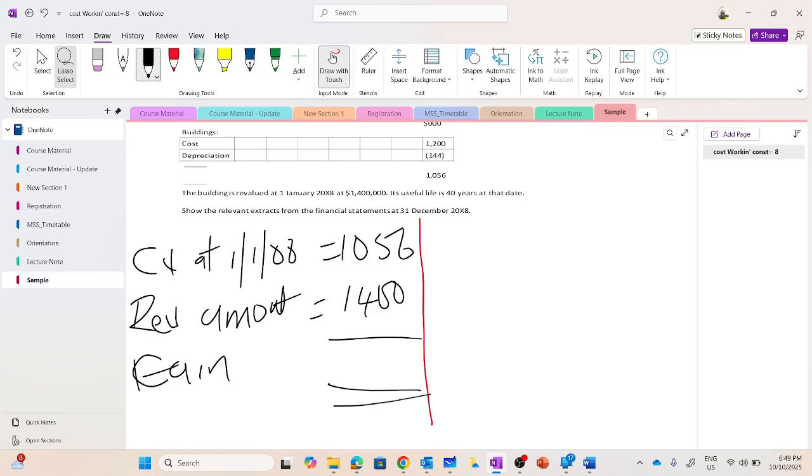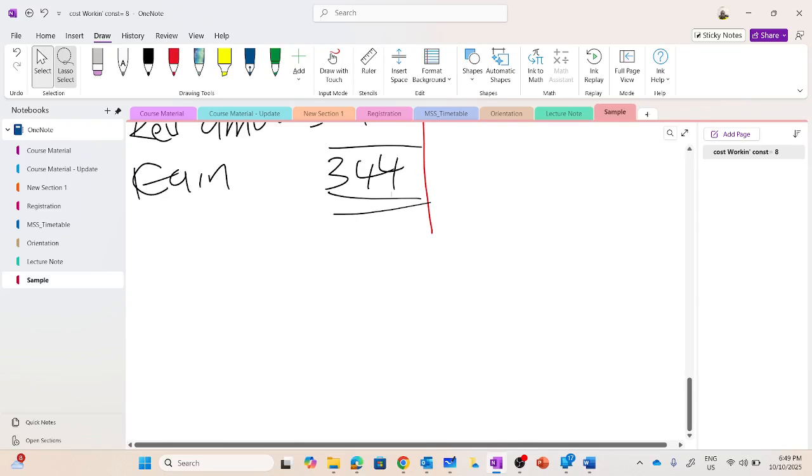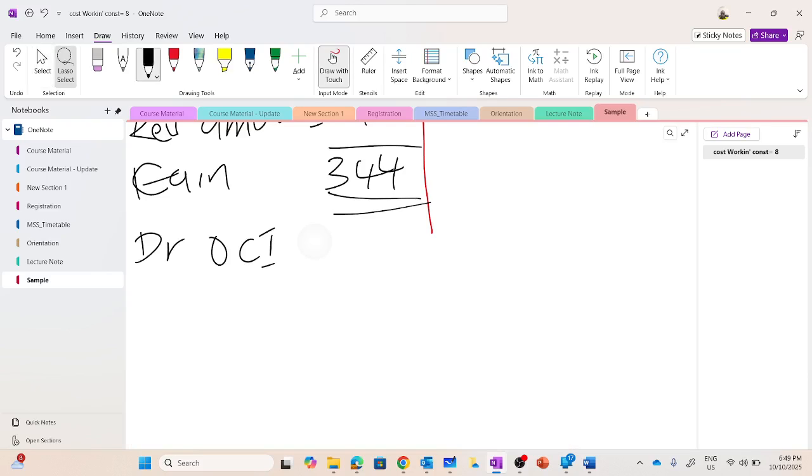So let me write the double entry so we can understand. The entry will be, we are going to debit other comprehensive income 344, and we are going to credit revaluation reserve 344. So this is what we are going to do for the revaluation gain.